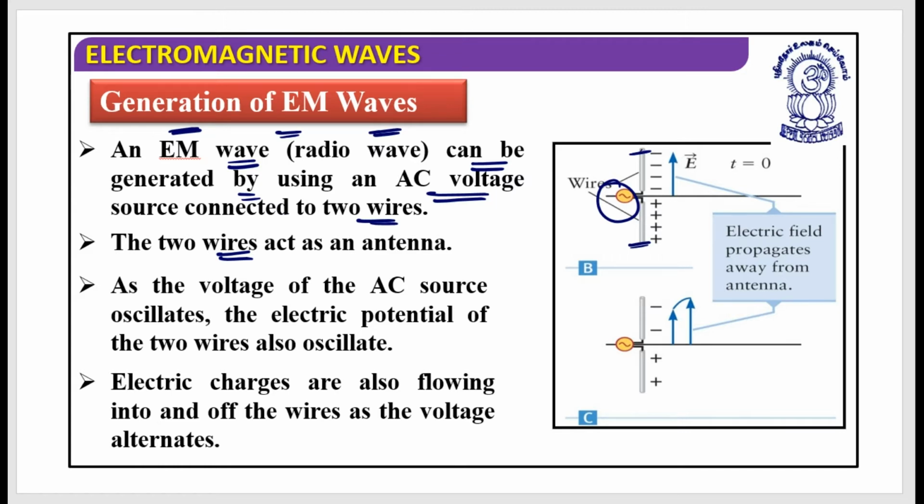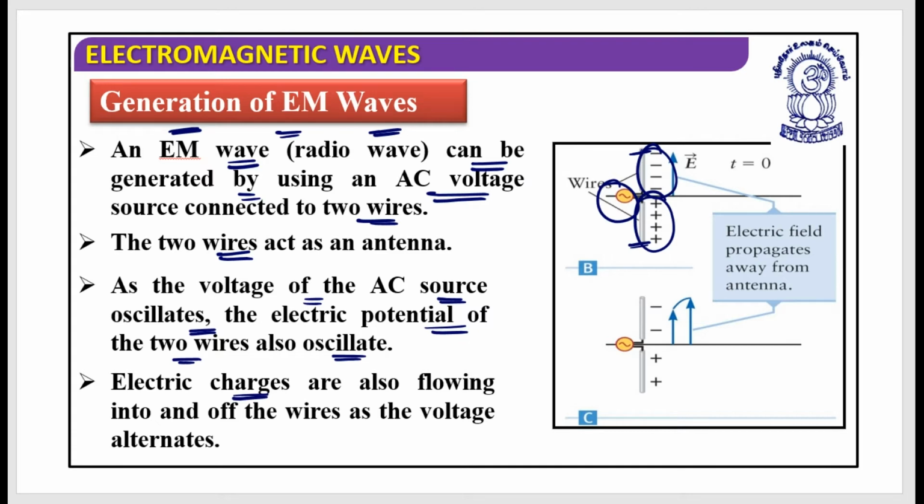An antenna is simply a structure formed with the help of two conducting wires, and when connected to the source, it can radiate. It can ideally radiate in free space. As the voltage of the AC source oscillates, the electric potential of the two wires will also oscillate. You can see this has become positive and this has become negative.